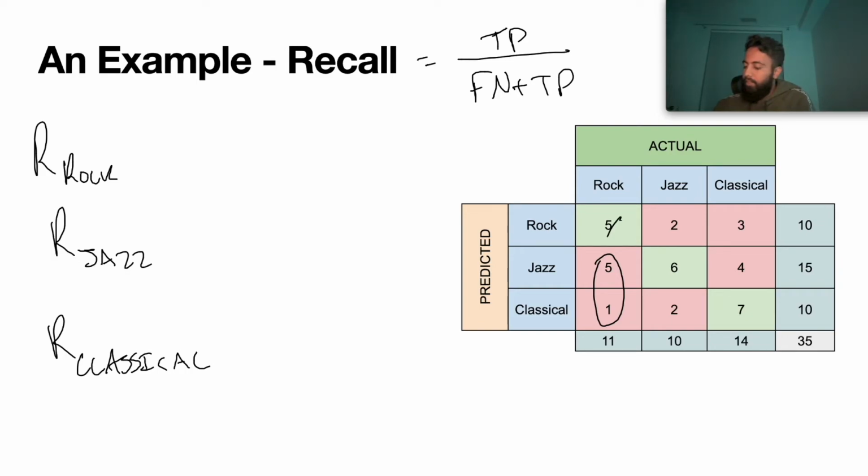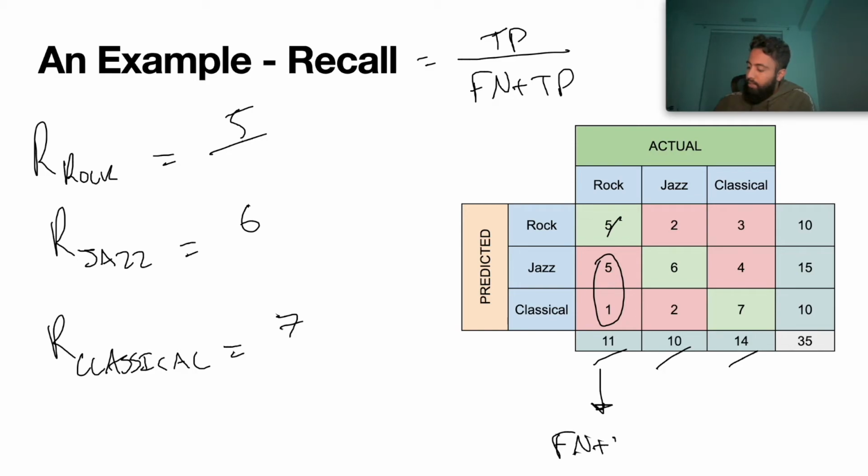So here the true positive values are the same as the ones that we got for the precision. So it'll be 5, 6, and 7. And now we can see the values in the columns that actually belong to the given class. So there's 11 values that belong to rock, 10 values that belong to jazz, and 14 values that belong to classical. These values at the bottom are the false negatives plus the true positives for the class that's labeled above. So we can just put 11, 10, and 14.